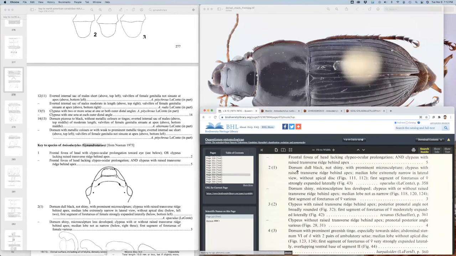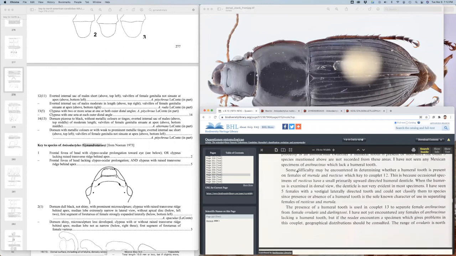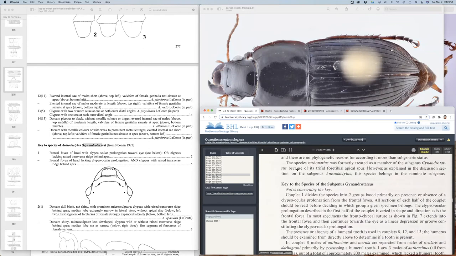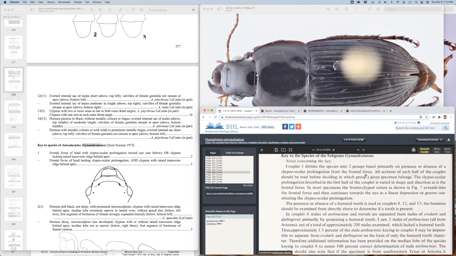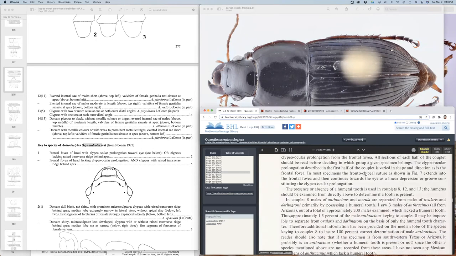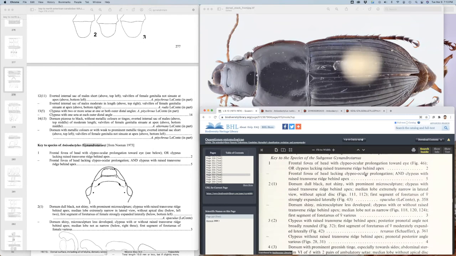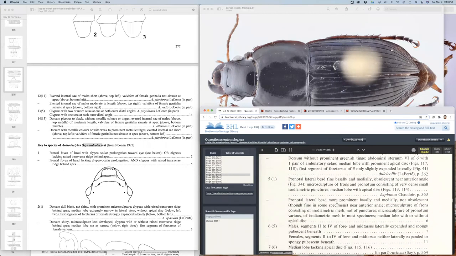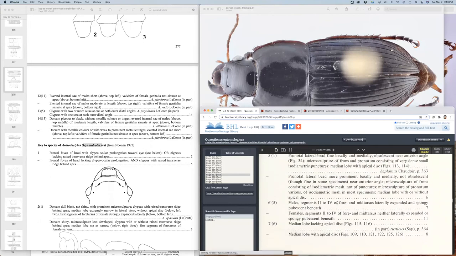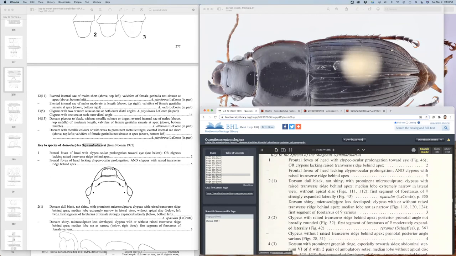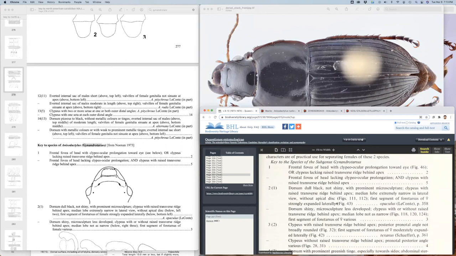And here's the key. Now, one thing I would note about using the original publication, a lot of times there's extra information here, right? So we can see key to the species of the subgenus Gynandrotarsus, and there's notes about the key, including talking about some of the characters. This is an incredible resource and is really good to use. But one downside of this, because a lot of times these were publications meant for in print, is that all of the pictures and figures that are being referenced in this key are nowhere nearby in this text. So that's going to be difficult with a PDF. It's easier perhaps if you have the in-print book, but very few of us do.